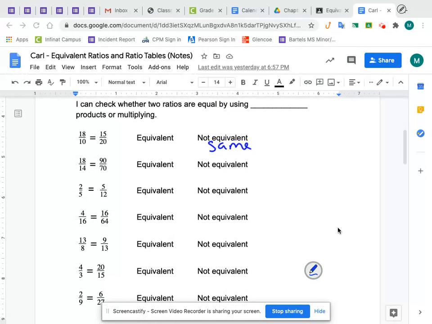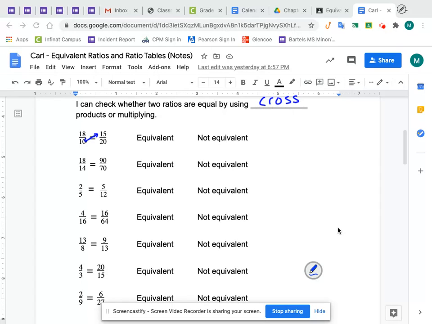Now we're going to check and see if two ratios are equivalent. And I can check whether two ratios are equivalent by cross products, or what we say is cross multiplying. So I'm going to end up multiplying the numbers that are across from one another. You're going to be able to use a calculator on these sections for today.